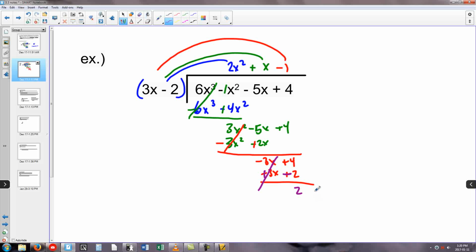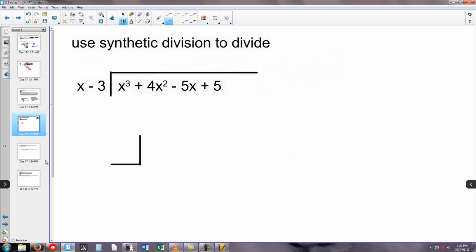Now 3x cannot be turned into a 2, so I just write the remainder, 2, over 3x minus 2, since I could not divide it. This right here is the entire solution: all the stuff that did divide, and then the piece that I still couldn't manage. Now there is an easier way, at least in most people's estimation, to simplify the division. We're going to use synthetic division.